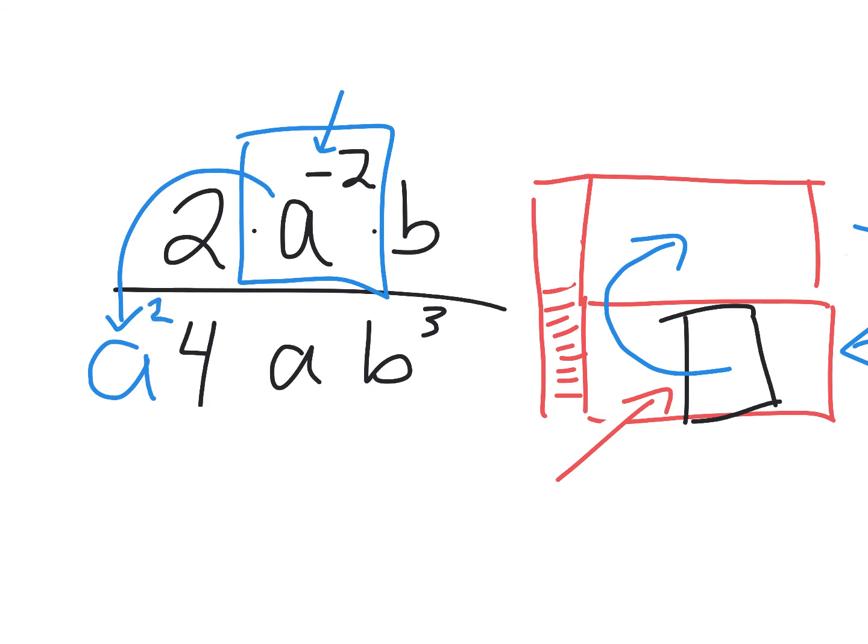So if you ever have one that's negative, you move it to the other side. If they're on the bottom and they're unhappy, move them to the top. So it's only when you have negative exponents do you do that. You move them down or up to the other side.